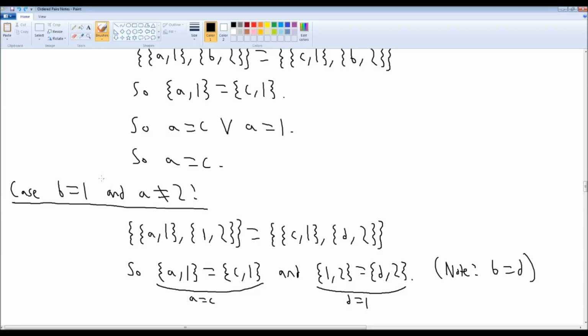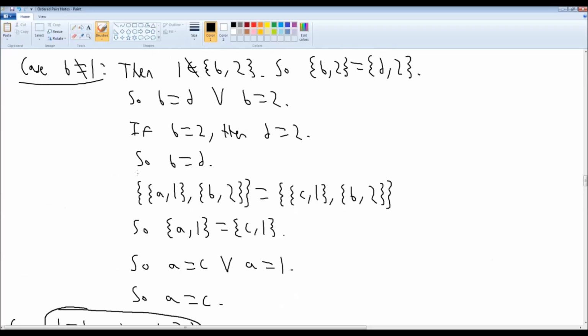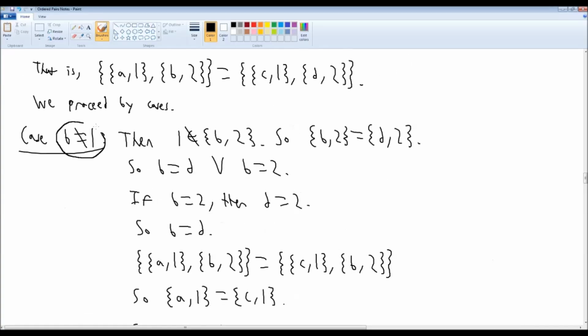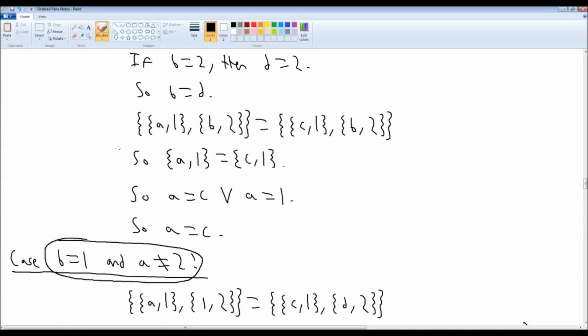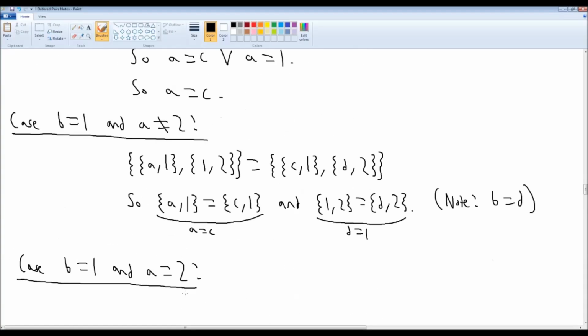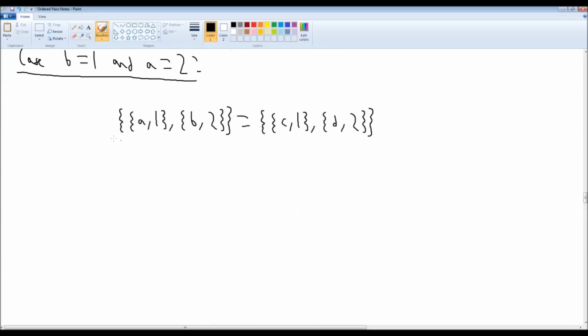All right, so we've proven the theorem for the case B is 1 and A is not 2, and we've proven it for the case that B is not 1. The only possibility that remains is to prove it for the case that B is 1 and A is 2. So what happens if B is 1 and A is 2? Well, if A is 1 and B is 2, we still have this, right? But now we can substitute. A becomes 2 and B becomes 1.